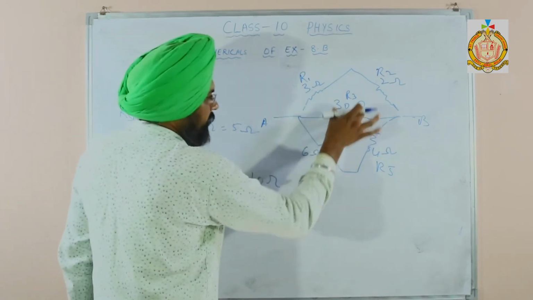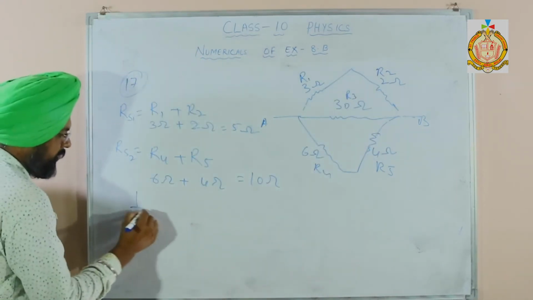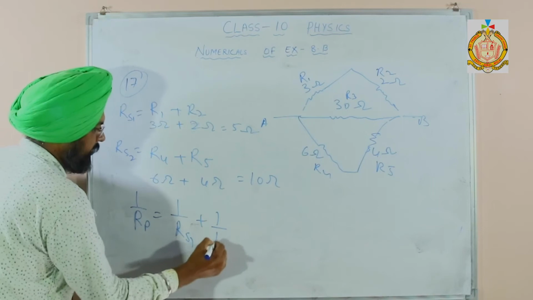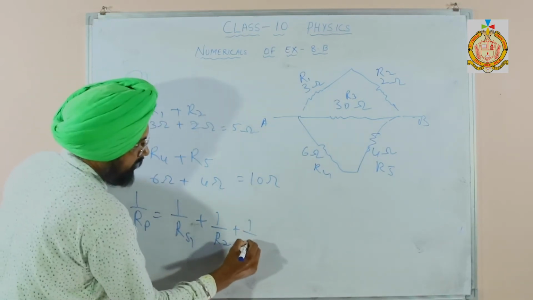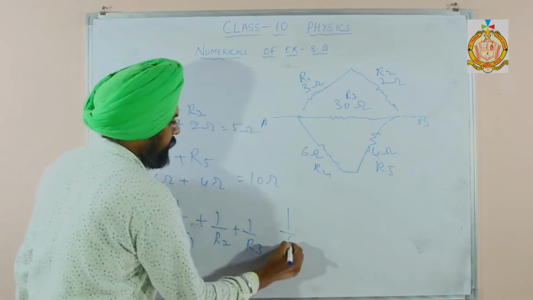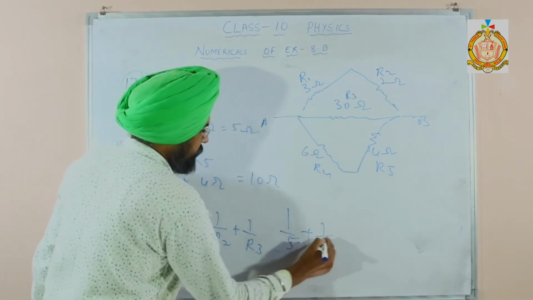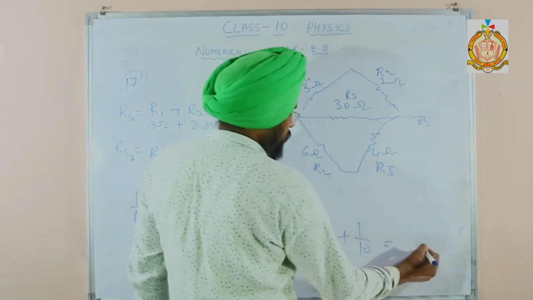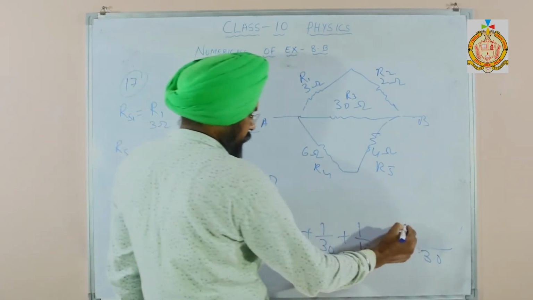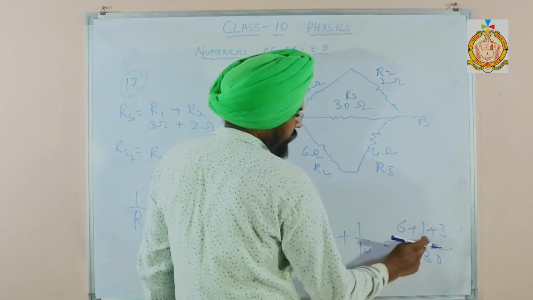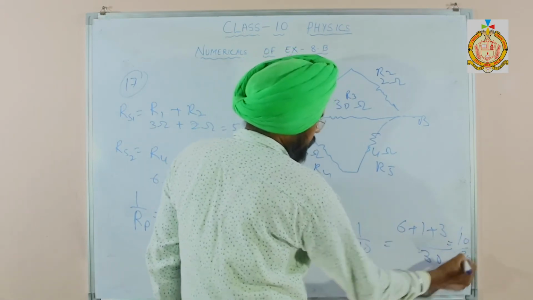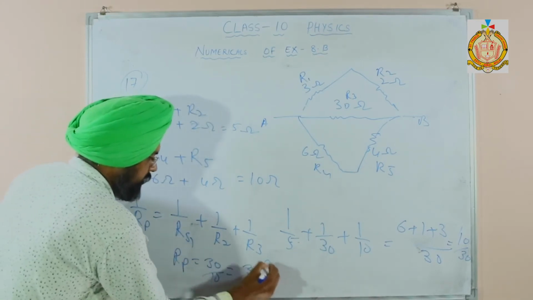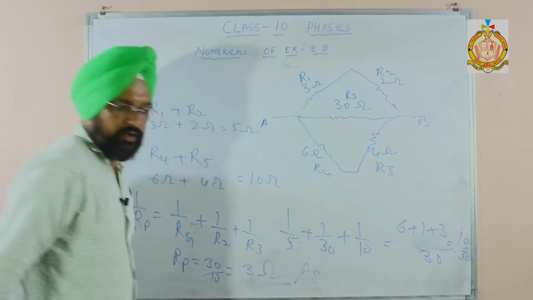Now this one is parallel to these two, so 1 upon R parallel becomes 1 upon R series 1 plus 1 upon R series 2 plus 1 upon R3. So 1 upon 5 plus 1 upon 5 plus 1 upon 30 plus 1 upon 10. Now take the LCM, 30 will be our LCM. Now 6 plus 1 plus 3, so it becomes 10 upon 30. Now R parallel is equal to 30 upon 10, it will become 3 ohm, which is our answer.